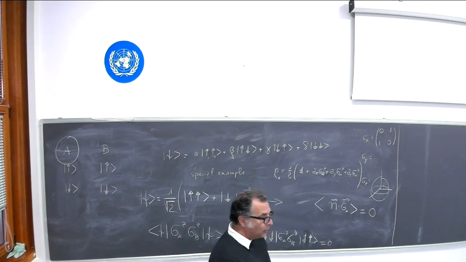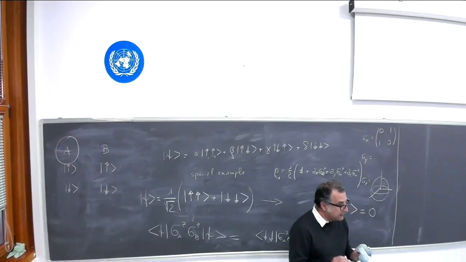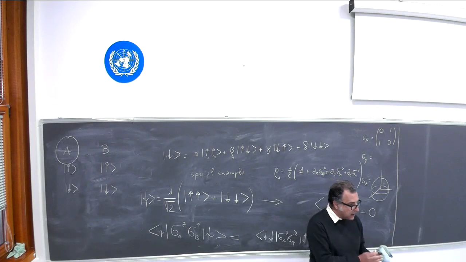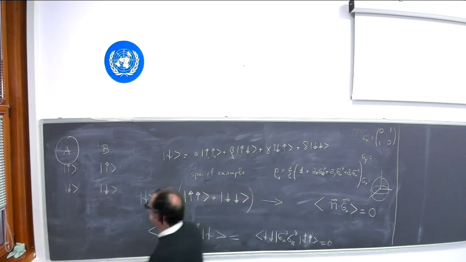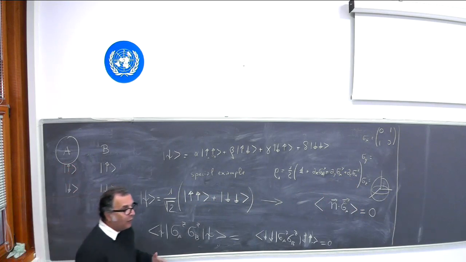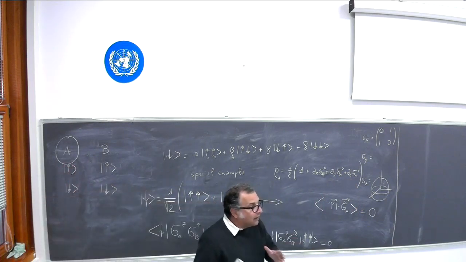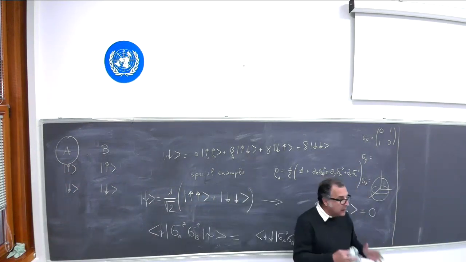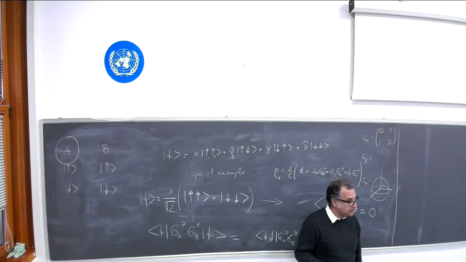So the state is pure as long as I see the whole system. If I observe only part of it, for example subsystem A, then the system locally, so in the lab in China or in the States or in ICTP, will look like a mixed state.